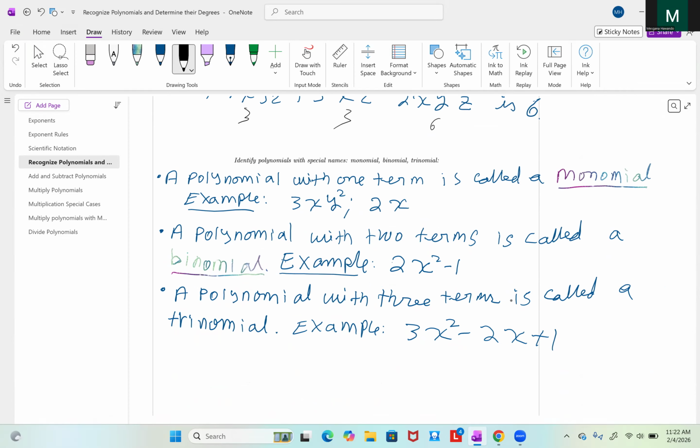A polynomial with two terms is called a binomial. For example, 2x squared minus 1. So this one has two terms, therefore it's called a binomial. A polynomial with three terms is called a trinomial. For example, 3x squared minus 2x plus 1. This is also a polynomial that has three terms.